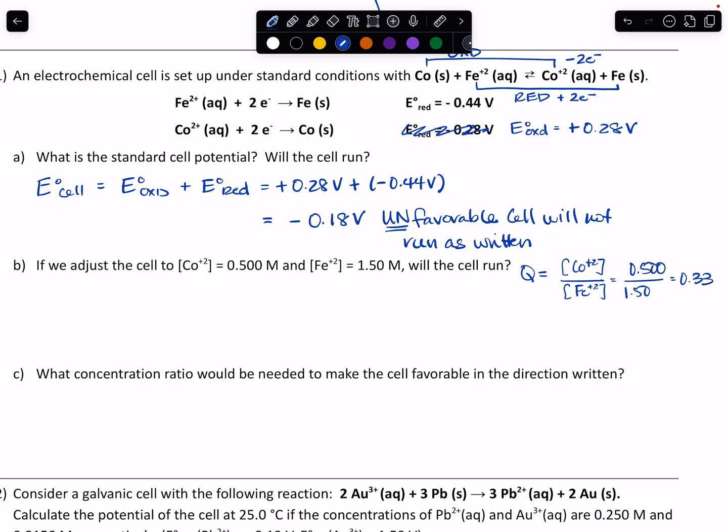So that is the reaction quotient. Clearly we have more reactants than products. Now we need to find the potential under non-standard conditions, and this is our Nernst equation. We need the standard potential, and then we subtract R times T over N times F, times the natural log of our Q value. So negative 0.18 volts minus... now, this is a lot.